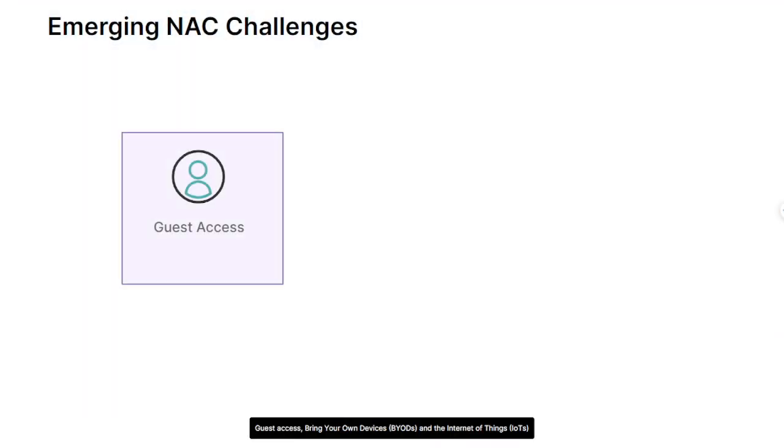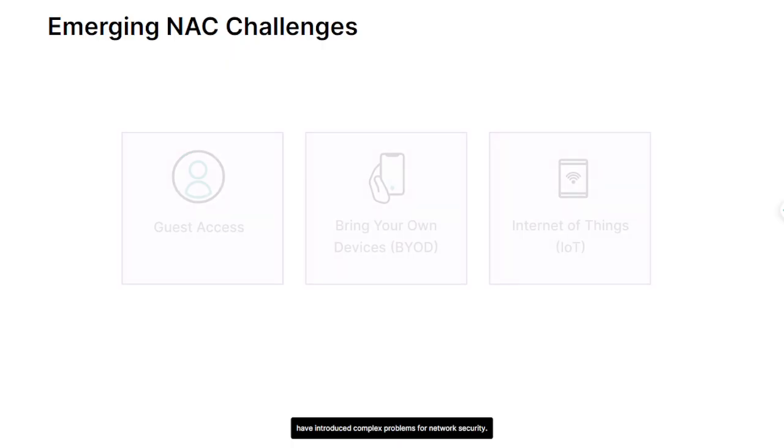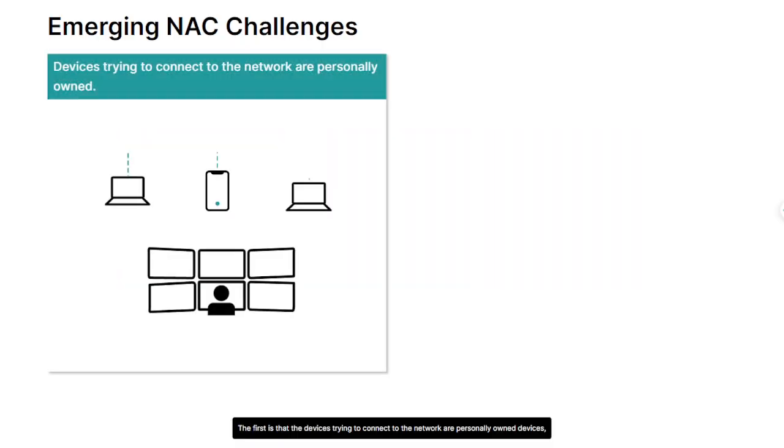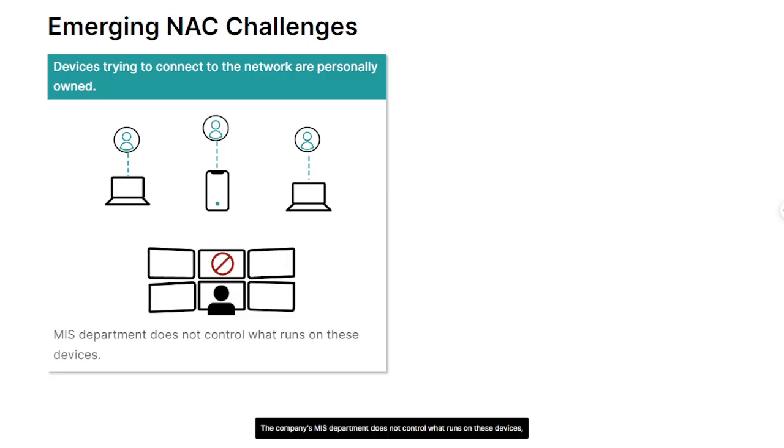As endpoints proliferated across organizations, greater controls were needed. Guest access, bring your own devices, BYODs, and the Internet of Things, IoTs, have introduced complex problems for network security. The first is that the devices trying to connect to the network are personally owned devices, not assets of an organization. The company's MIS department does not control what runs on these devices, for example, antivirus software or unsafe applications.